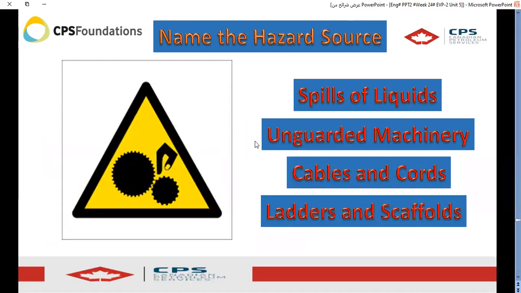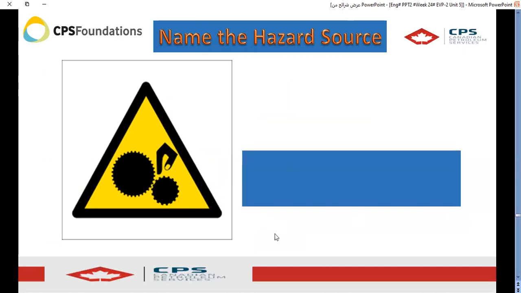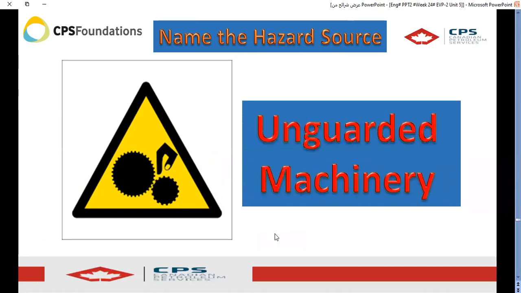Okay, now we are going to name the hazard source, the cause of the hazard. Does this picture represent spills of liquids, unguarded machine, cables and cords, or ladders and scaffolds? As you see, this is a machine and anyone can touch it. So this is unguarded machine. Machines should be kept guarded if they are not being used.